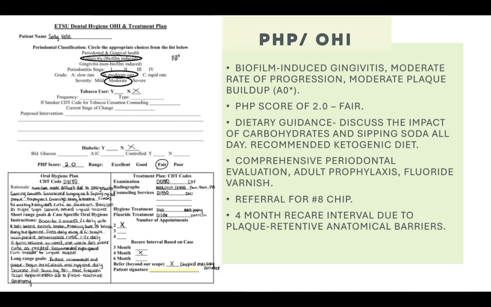When going over OHI and home care, we discussed Sally's diet and how snacking on carbohydrates and sipping on soda all day can cause cavities. Based on the comprehensive periodontal evaluation, today's treatment will consist of an adult prophylaxis and fluoride varnish. We will schedule an appointment for her to get a filling on number 8 to fix her chip, and we will schedule her at 4-month recare visits due to the anatomical barrier created by her hyperplasia.